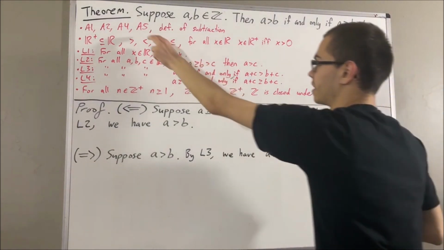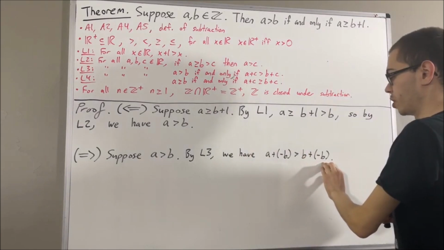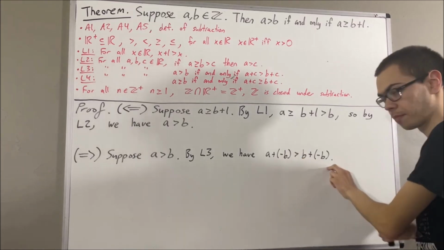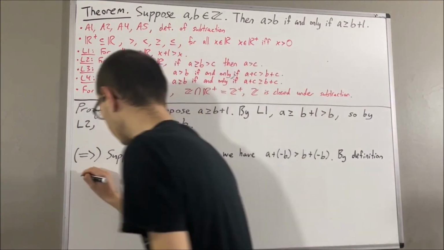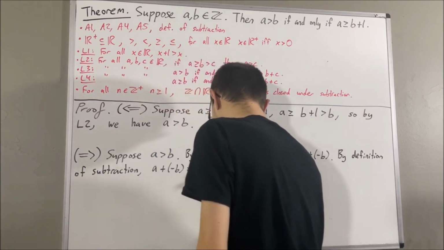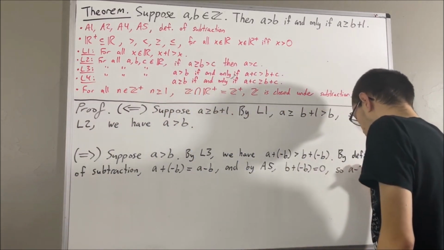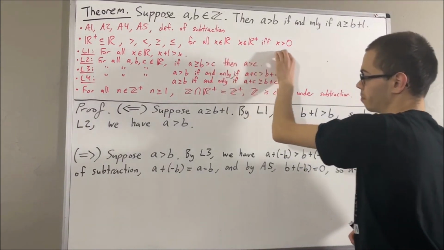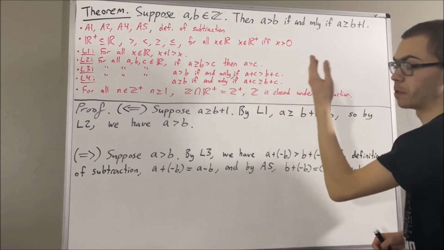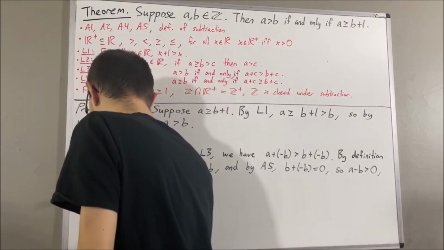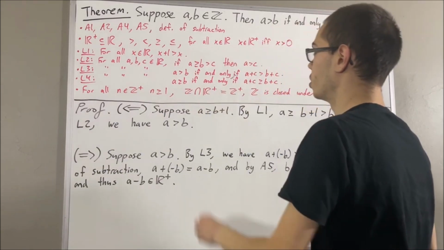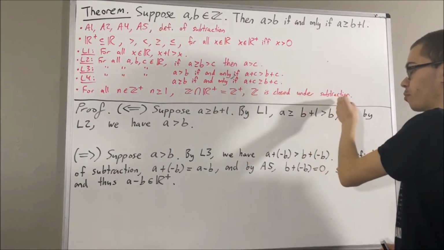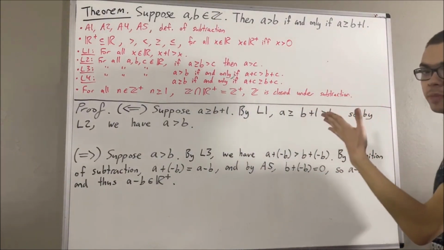And by axiom 5, b plus the negative of b is equal to 0. So really, this inequality is saying a minus b is greater than 0. And since a minus b is greater than 0, according to this result, that tells us a minus b is an element of the positive real numbers. And also, since we know a and b are integers, and the integers is closed under subtraction, it follows that a minus b is an integer.